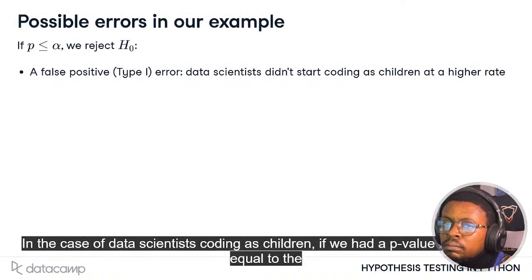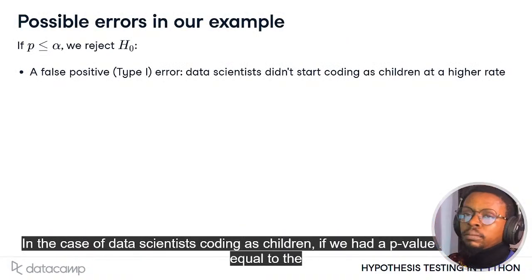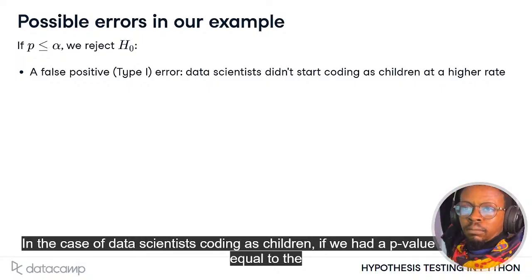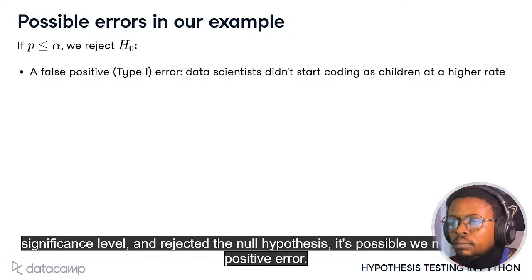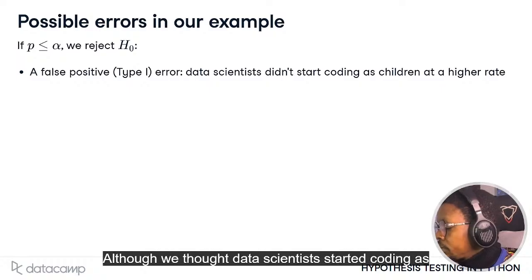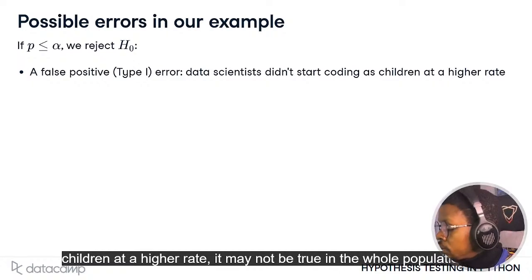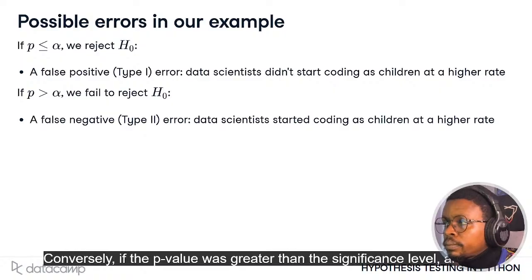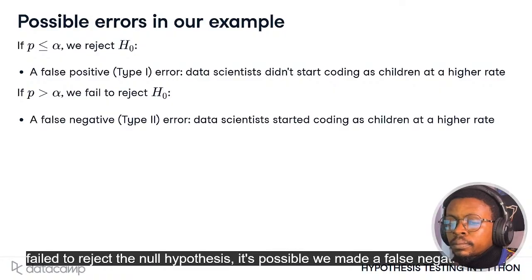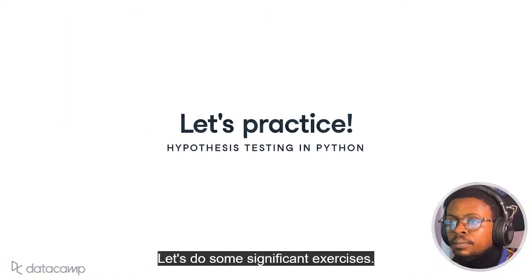In the case of data scientists coding as children, if we had a p-value less than or equal to the significance level and rejected the null hypothesis, it's possible we made a false positive error. Although we thought data scientists started coding as children at a higher rate, it may not be true in the whole population. Conversely, if the p-value is greater than the significance level and we failed to reject the null hypothesis, it's possible we made a false negative error. Let's do some significance exercises.